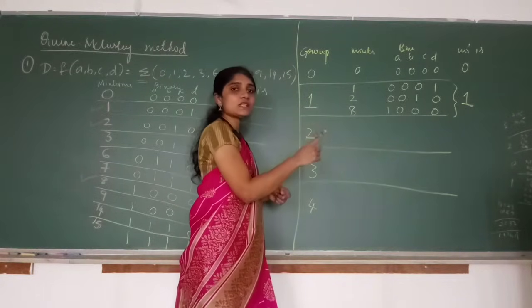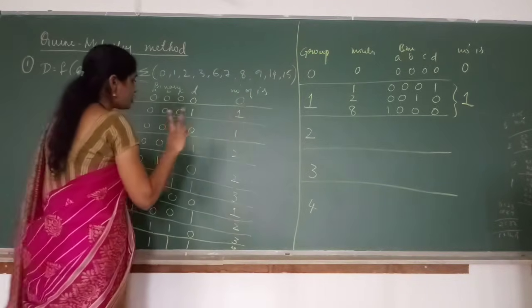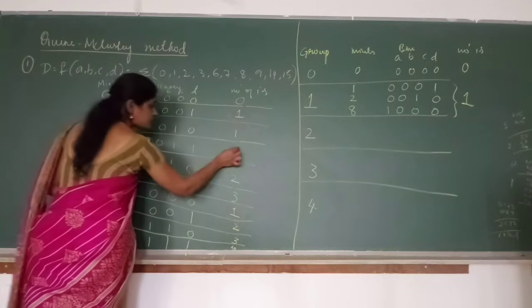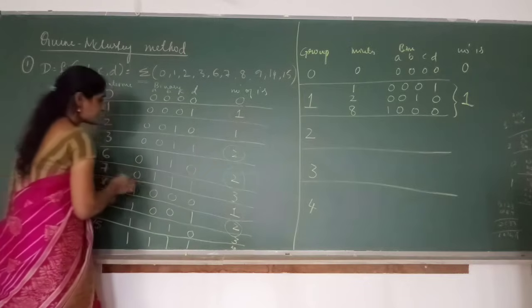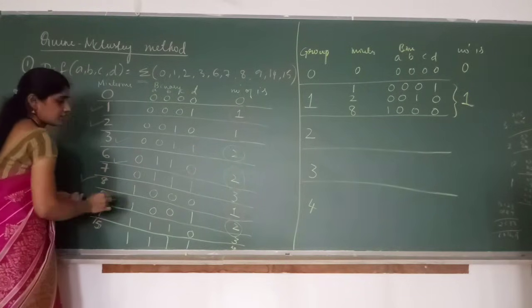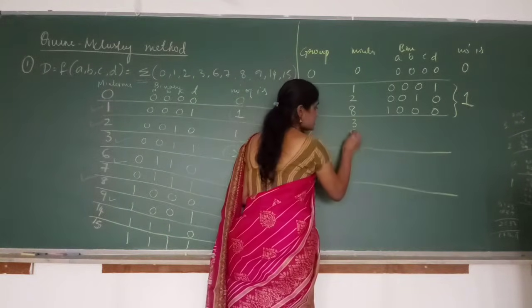What is group 2? All the mean terms that contain 2 ones. So which are the mean terms that contain 2 ones? Which are those mean terms? 3, 6, 9. So group 2 is 3, 6, 9.